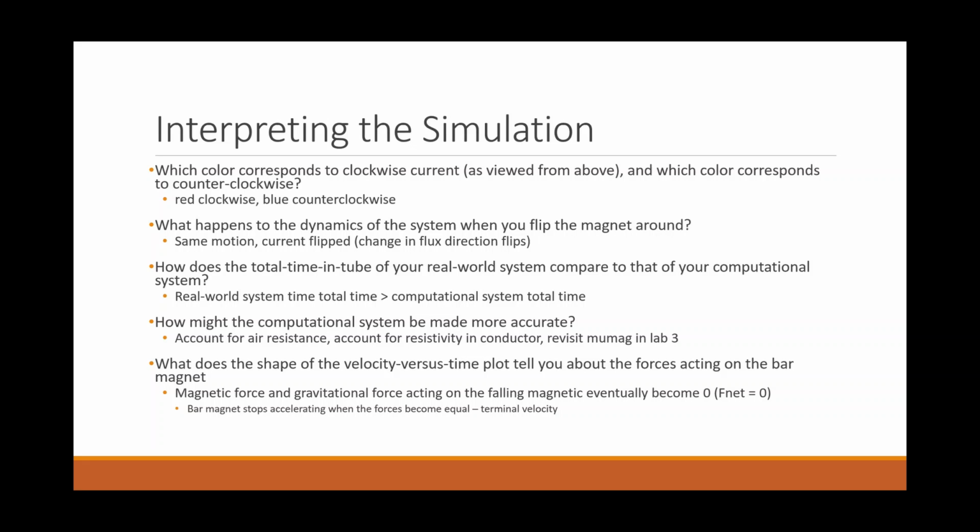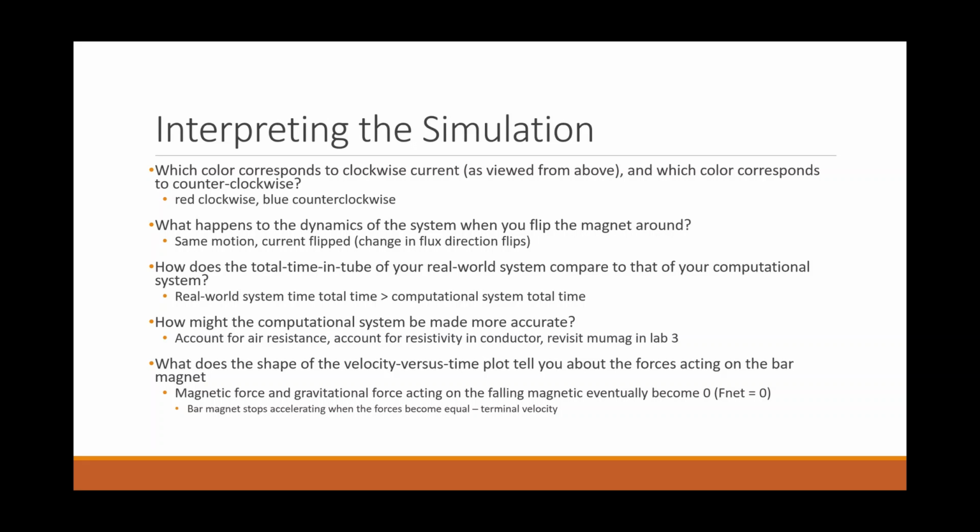How does the total time in the tube of the real-world system compare to the time of the computational model system? The real-world system time was much greater than the computational model total system's time. To make the computational system more accurate, you could account for air resistance, account for resistivity in the conductor, and revisit mu-mag in Lab 3. I used mu-mag in my GlowScript code for this lab.